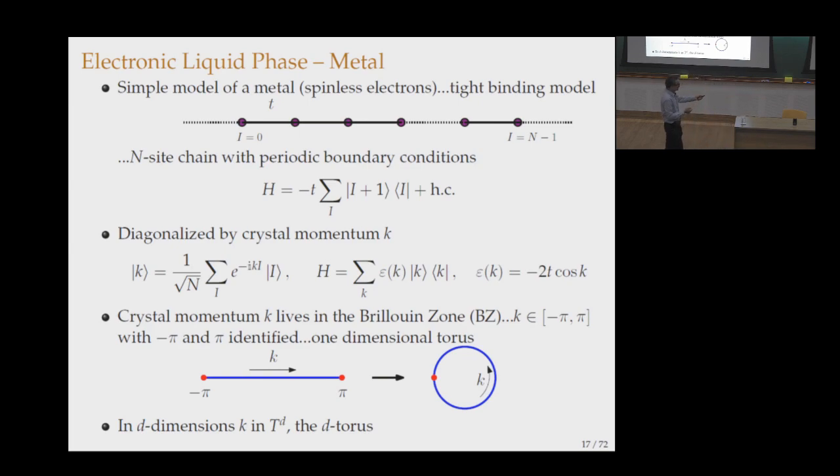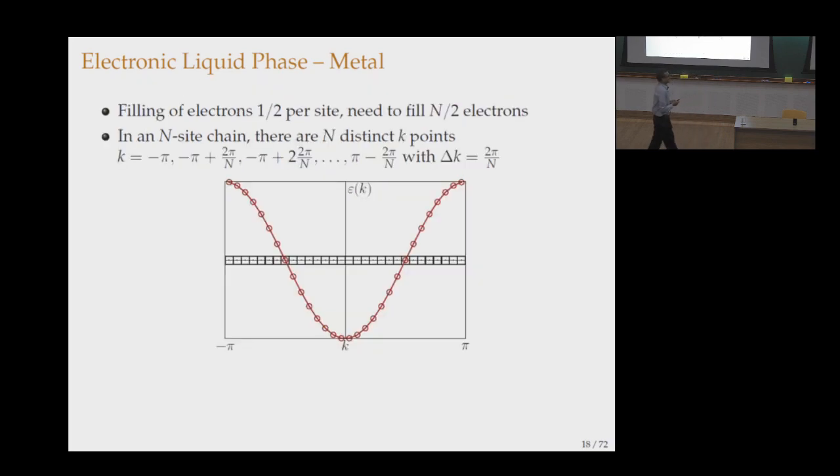And then for every given momentum, there is an energy eigenstate, which we can solve for fairly straightforwardly by going to momentum space, and this is the dispersion. In d dimensions, the space of momenta becomes a d-dimensional torus. That's the Brillouin zone, as it's called, for the d-dimensional system. Okay, very nice. So I started off with an N-site chain with periodic boundary conditions.